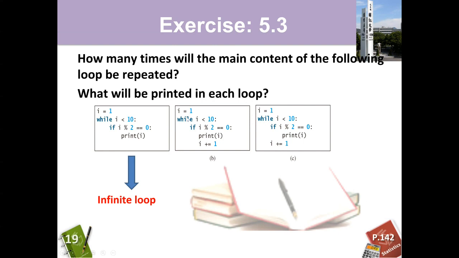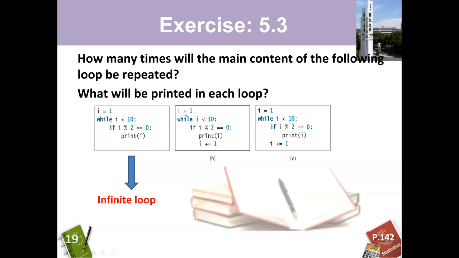I equals 1, while I is smaller than 10 is also the same. What's the difference from A? It's only this part. When I divided by 2 has remainder 0, then print I, right? But the first time, I is 1, so it has no chance of going into this part. Only when the condition is satisfied will I plus 1, so then I will have the chance to change and increase.